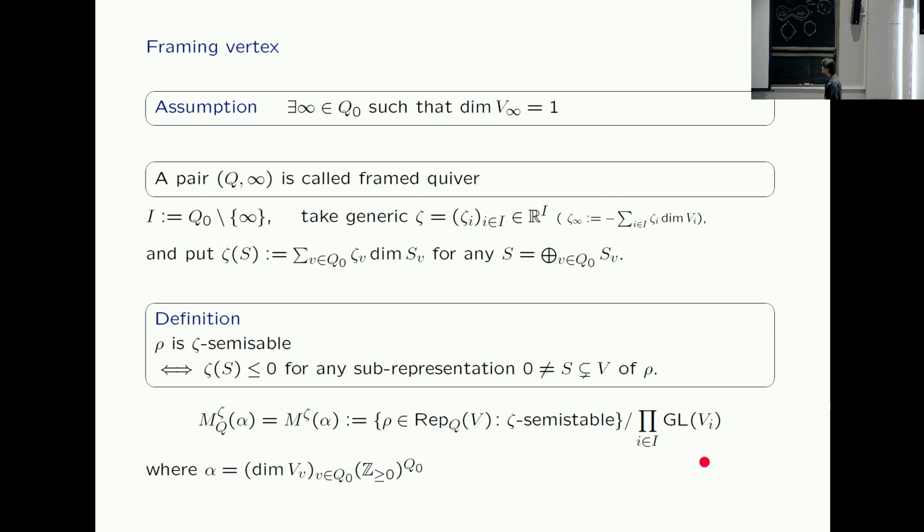So where I is the index set, and we removed the infinite framing vertex. So then alpha is the fixed dimension vectors.